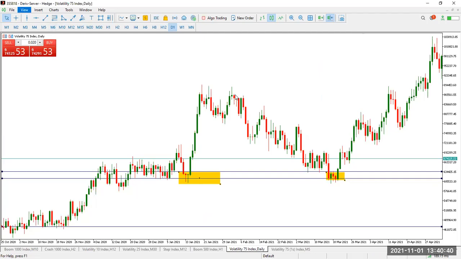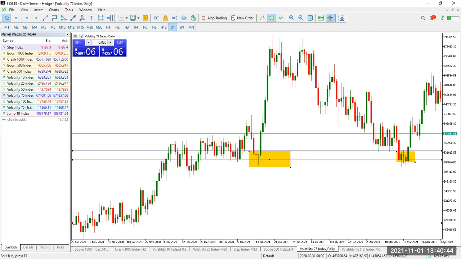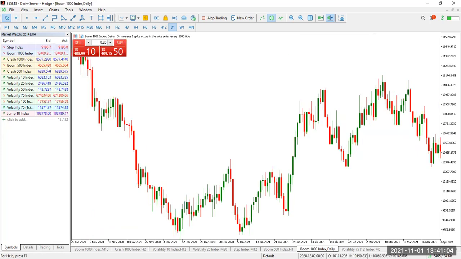Okay, let's go to another currency. Let's go and define. Which currency do we go on now? I'll go and check, so you guys should pick. Let's go to any currency. No, the real market is analyzed. Indices. Let's go to Boom 1000. Let's go and check.